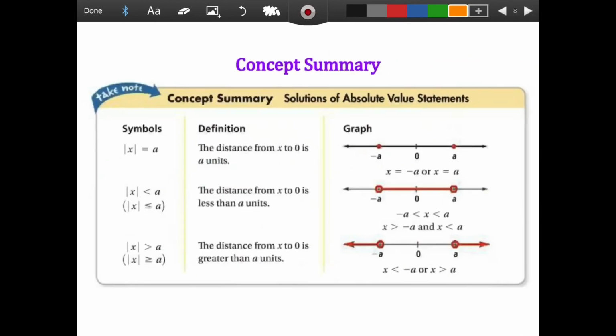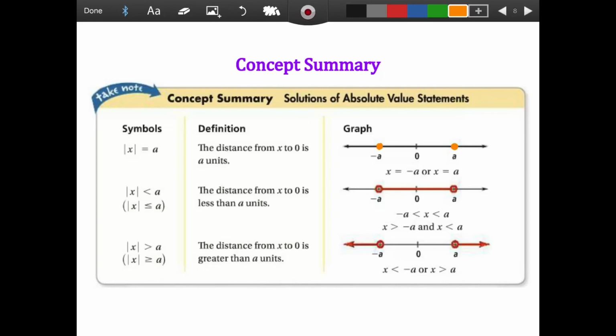And that takes us into the concept summary for this section. So if we have the absolute value equal to a number, we're just going to have the 2 points on the number line shaded. So there are 2 solutions when we're talking about an absolute value equation, unless some of them are extraneous.